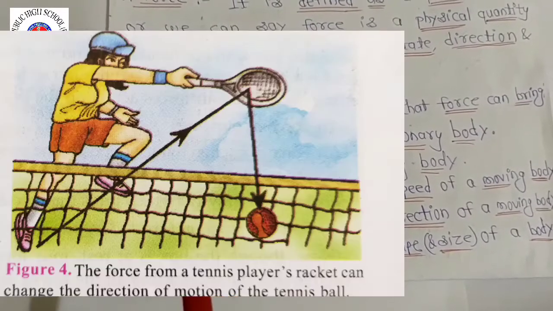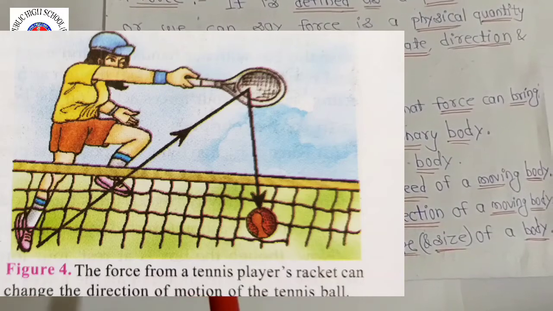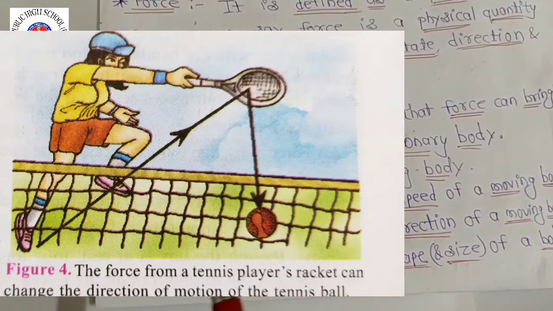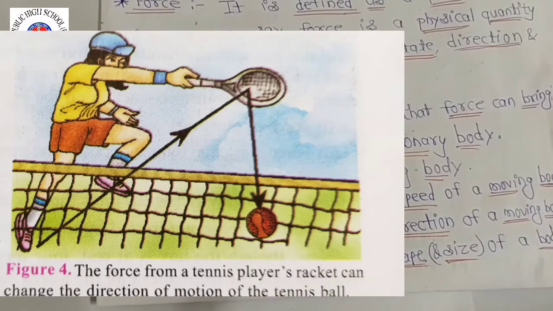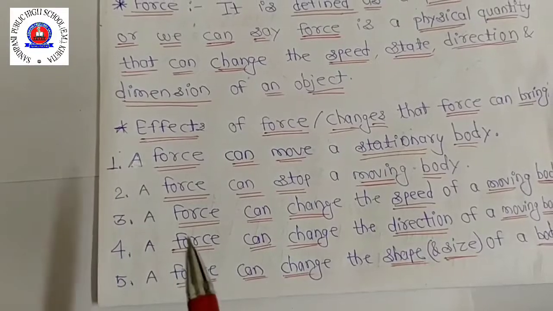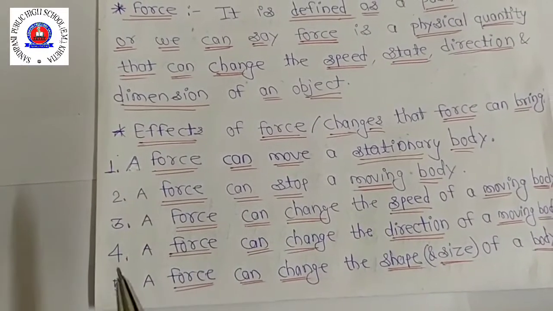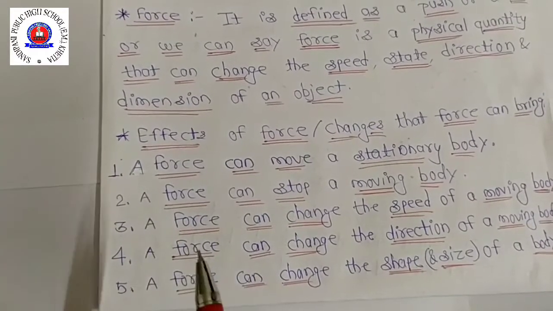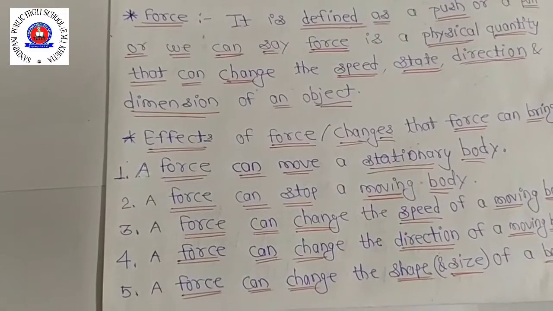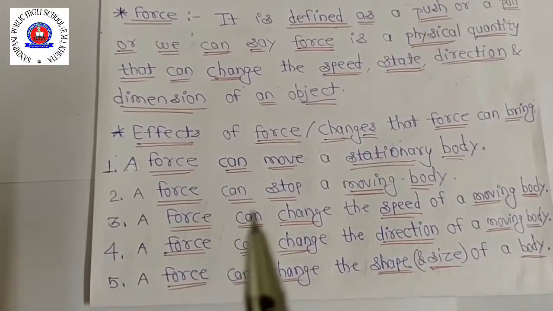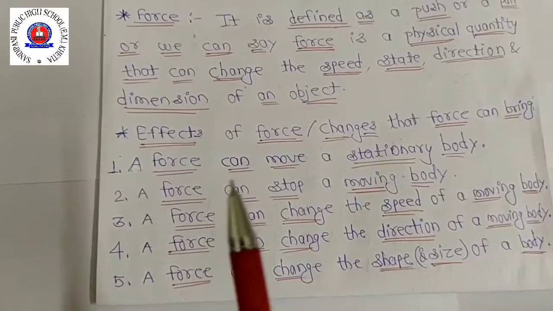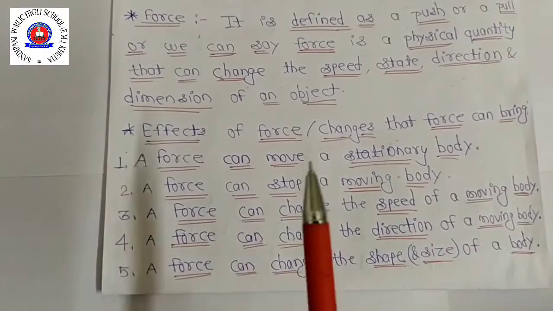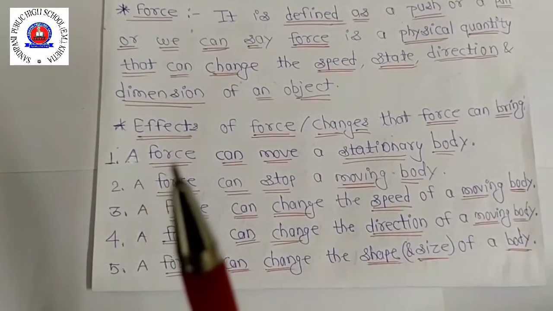Okay, so in a tennis match, when a moving tennis ball is hit by a racket, then the direction of the tennis ball changes and it goes in a different direction. So in this case, the force exerted by the tennis player's racket changes the direction of the moving tennis ball. Similarly, in a cricket match, when a moving cricket ball is hit by a bat, जैसे बॉल को हिट किया जाता है बैट से, then the direction of the cricket ball changes and it goes in another direction. तो वो दूसरे डायरेक्शन में चली जाती है. Okay? In this case, the force exerted by the cricket player's bat changes the direction of the moving cricket ball.